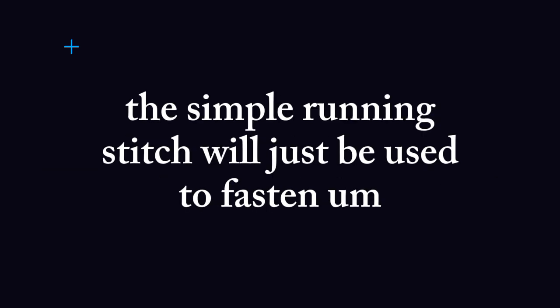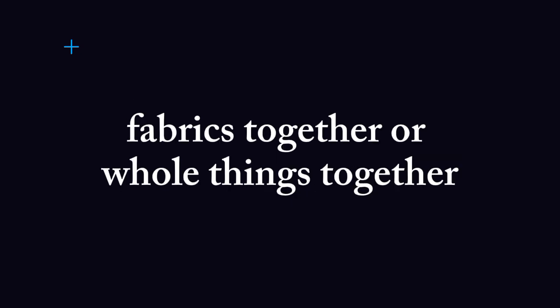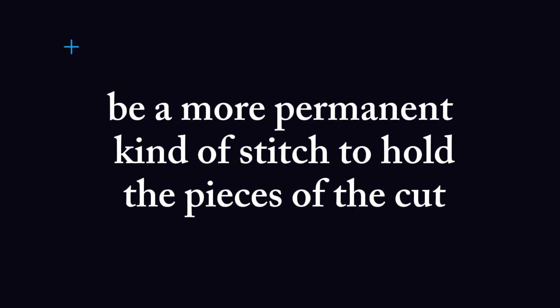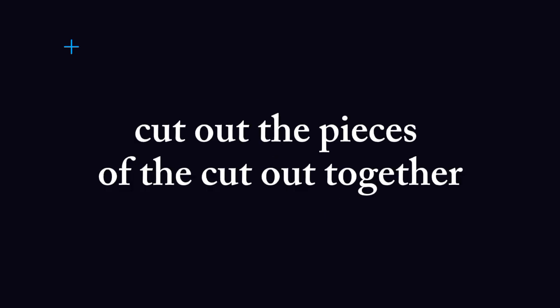The simple running stitch will just be used to fasten fabrics together or hold things together, while the simple back stitch will be a more permanent kind of stitch to hold the pieces of the cutout together. So let's take a look at this.